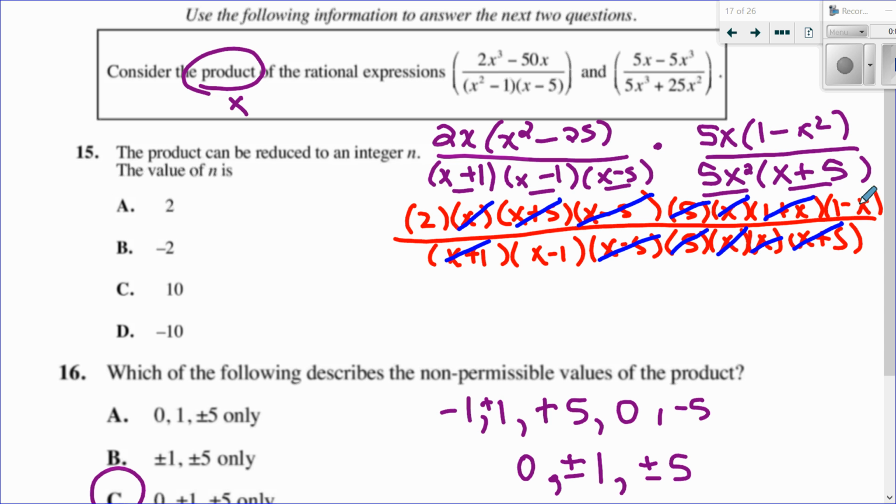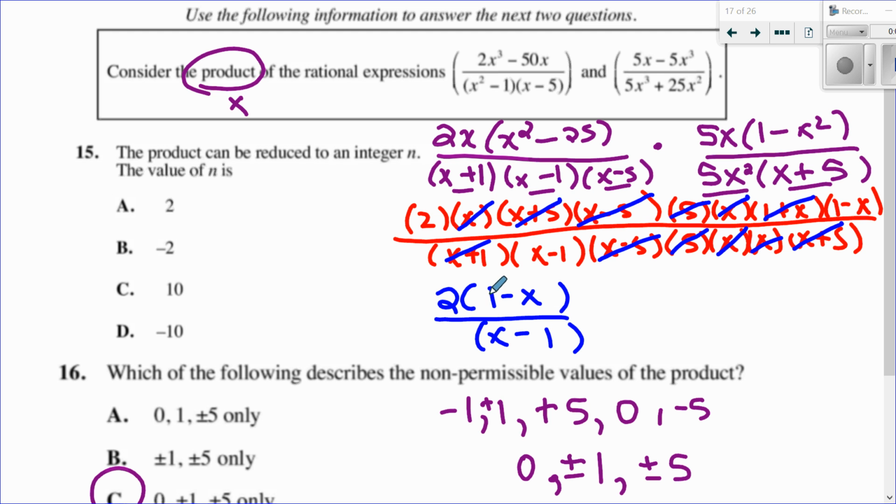And then I have 1 minus x and x minus 1. So remember, when we have same but opposite, those cancel to be just -1. So let me just write this out so I can give myself a little bit more room. In the numerator, I'm left with 2 times 1 minus x all over x minus 1.